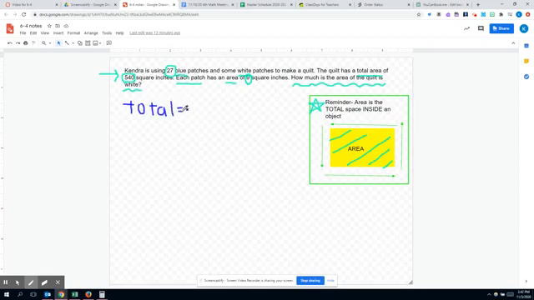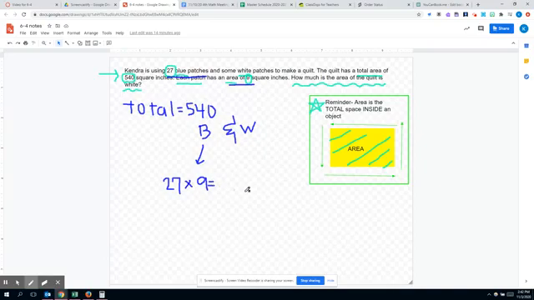we have the total, which is 540 square inches. That's how big the entire quilt is. And we know that the quilt has blue and white pieces. We do know a lot of details about the blue patches. So we know we have 27 of them, and that each of them is 9 square inches. That word each here is telling us that each of those 27 squares is 9 square inches.